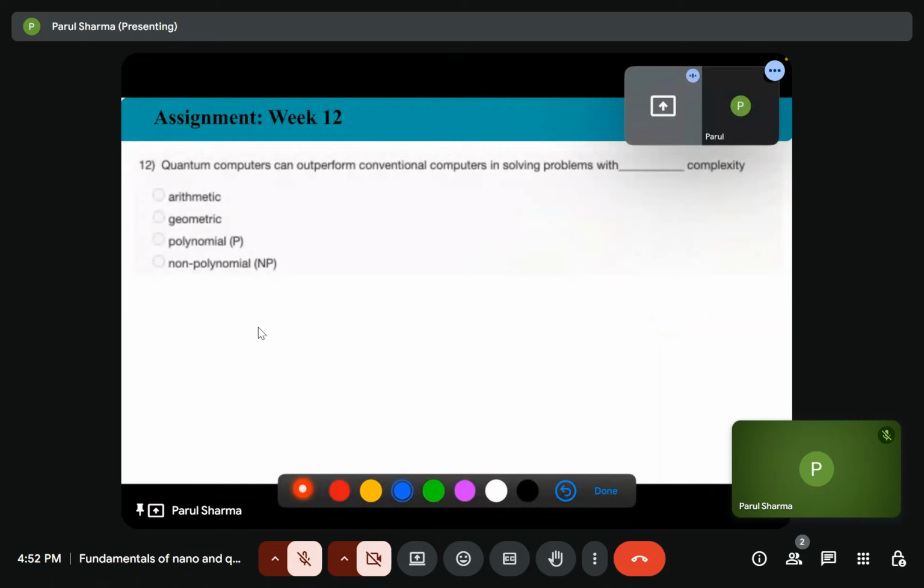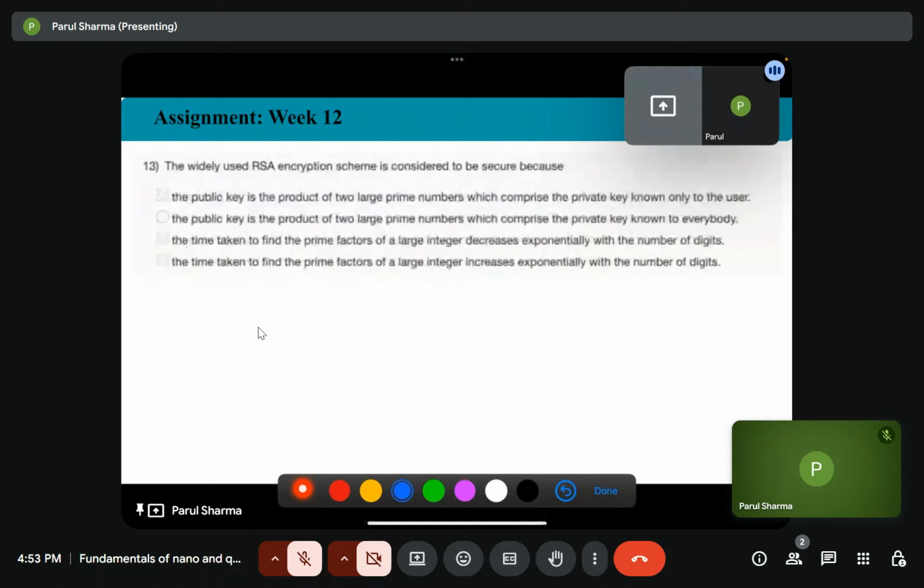Quantum computers can outperform conventional computers in solving problems with arithmetic geometrics. So we saw that there are two types of problem, polynomial and non-polynomial, P and NP. And in case of the NP problem, if there is an increment in a bit by one, the complexity was increased exponentially. So in that case, quantum computers can outperform the conventional computers. So the correct answer is NP.